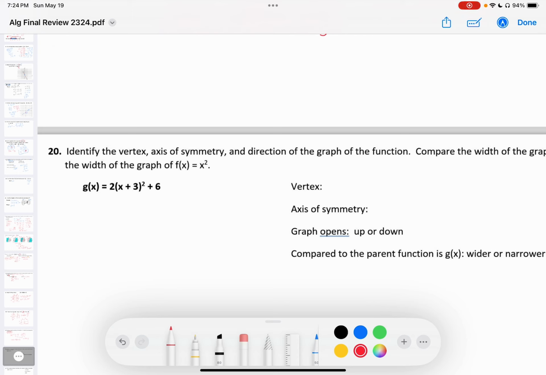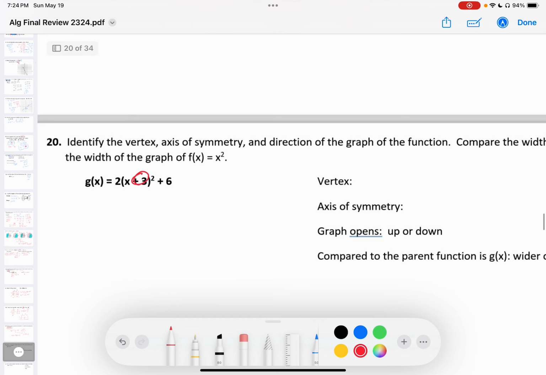Number 20, identify the vertex, AOS, and direction of the graph of the function and compare the graph to the width of our parent function x squared. This is written in vertex form. So remember, this right here is your x value, but it's the opposite, so that's negative 3. That's your y value, so that's 6. Your AOS is always your x value of your vertex. So we would just simply say x equals negative 3.